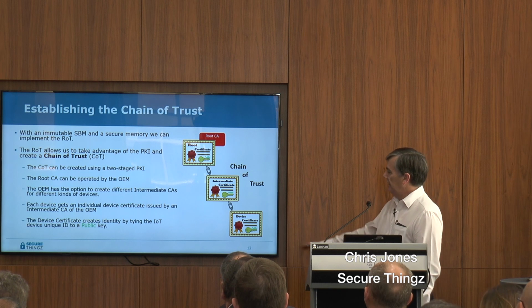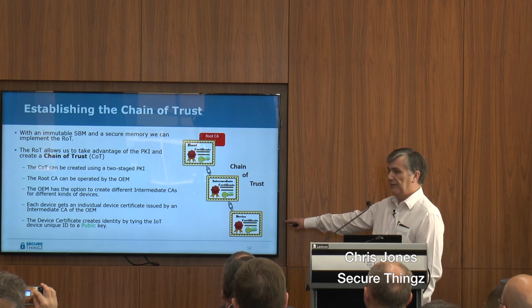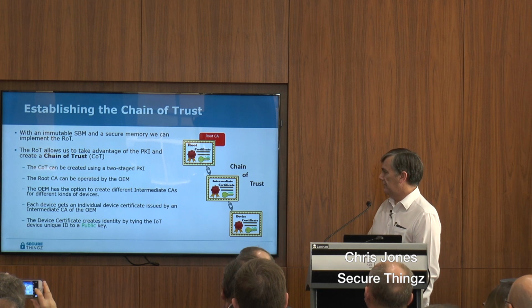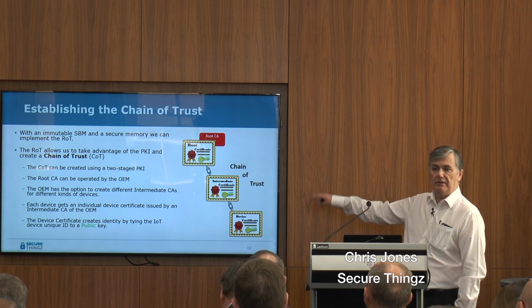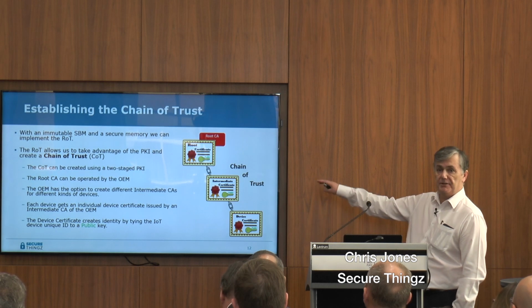So once we've actually devised some way of giving identity to the actual end product, we can then start linking that identity to a chain of trust and create a certificate chain.